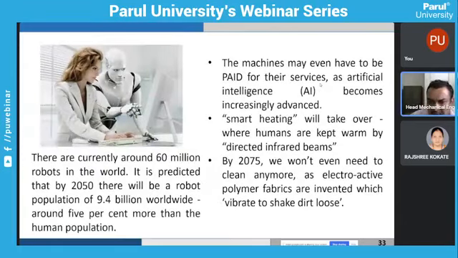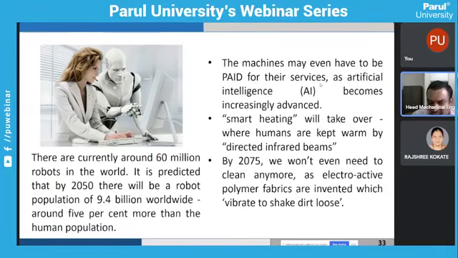Right, so as I have mentioned, by 2075 there may be electroactive polymer fabrics. They may vibrate to shake off the dirt. So you need not clean your clothes regularly, and similarly the robotic devices may also be using the same kind of fabrics.